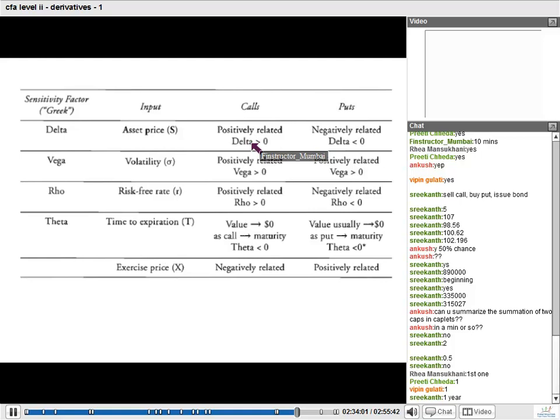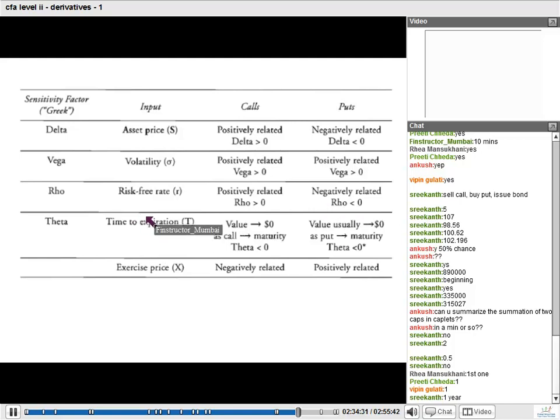So please remember this table. Delta is the sensitivity of the option price to the movement in the underlying. As the underlying price increases, the value of a call option increases and the value of a put option decreases. As the volatility increases, the price of both options increases. As the risk-free rate increases, the price of a call option increases, the price of a put option decreases. So it's negative sensitivity for put options.